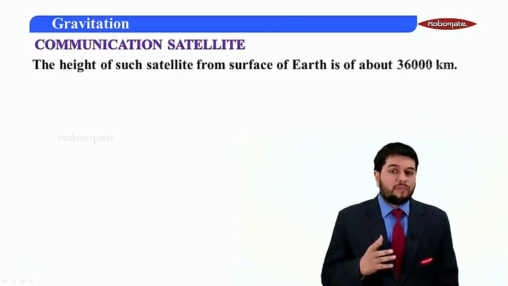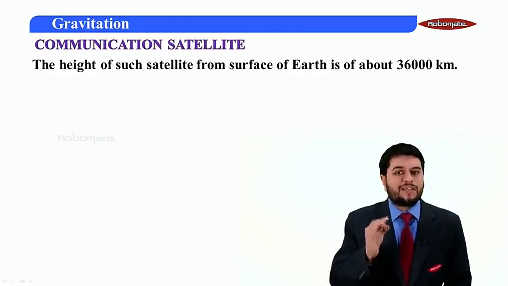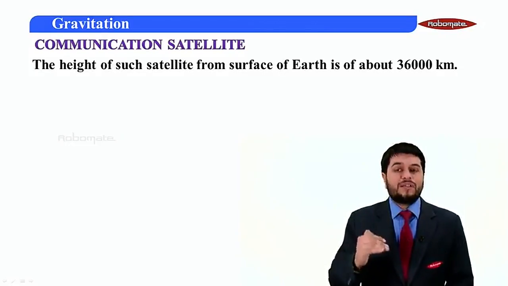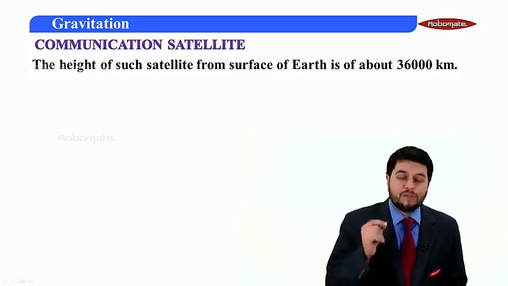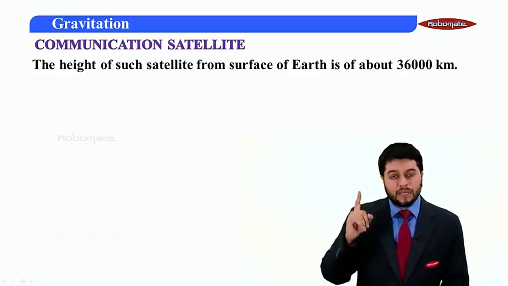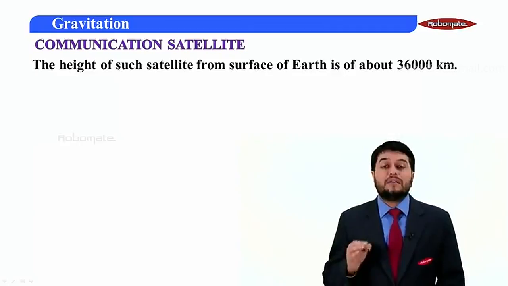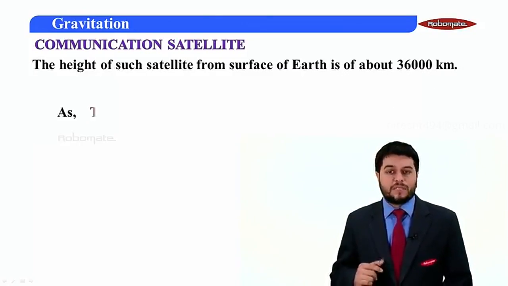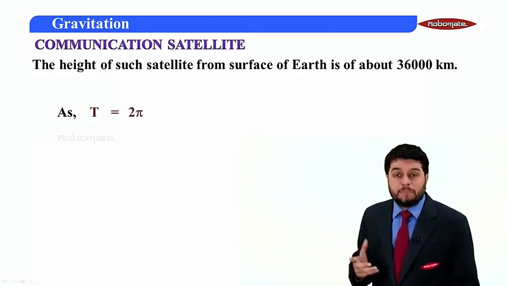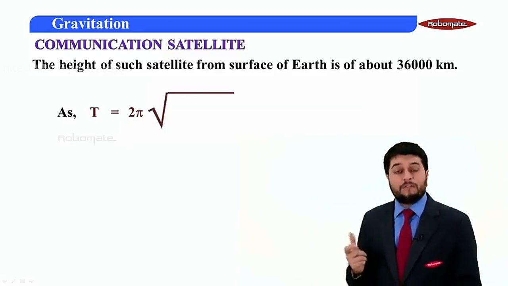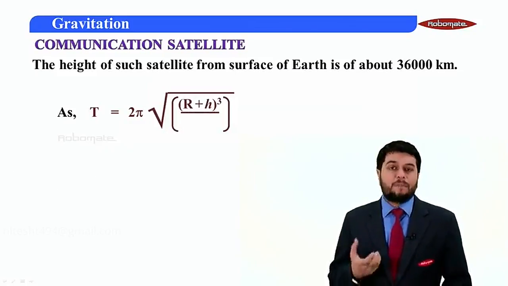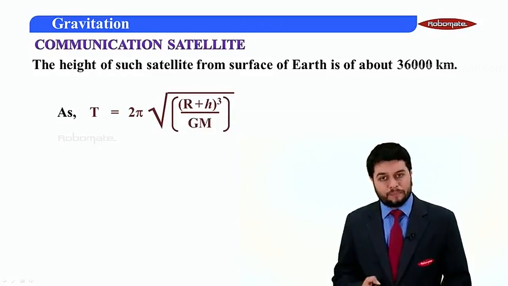Now, always remember that the time period of this communication satellite is fixed. So obviously, the height or the orbit in which the communication satellite will be revolving will also be fixed. The height of such a satellite from the Earth's surface, remember, is approximately 36,000 kilometers. How do we get this? We get it from the formula of time period. You remember the formula, the time period of a satellite is given as T = 2π√((r+h)³/GM).